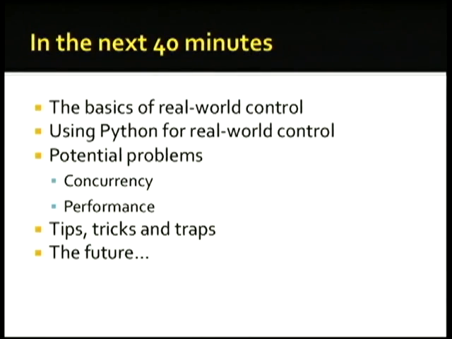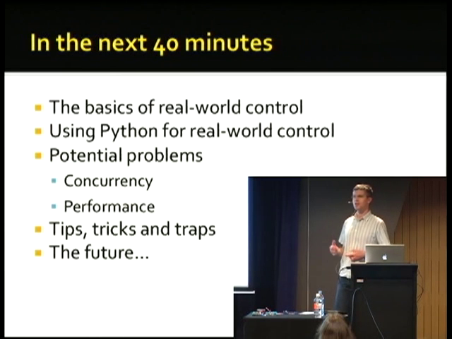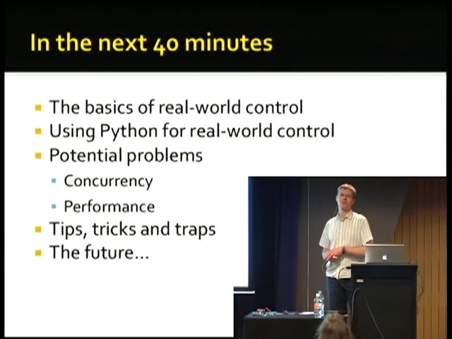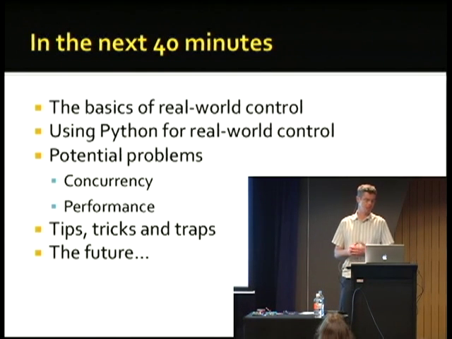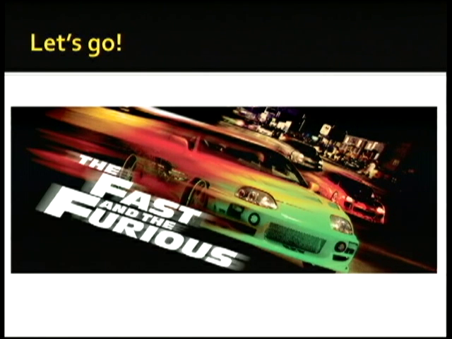I want to cover just a general overview of what real-world control is. And then let's talk about how Python can fit into that, because most people don't associate Python with real-world control. Talk about some of the gotchas that will happen along the way, especially with everyone's favourite of concurrency and performance. They're usually the two things that trip people up. I'll wrap up with just a few bits of advice, some tips, tricks and traps that have caught me over the years, and then talk about where this could go in the future. So buckle up and let's go for the ride.